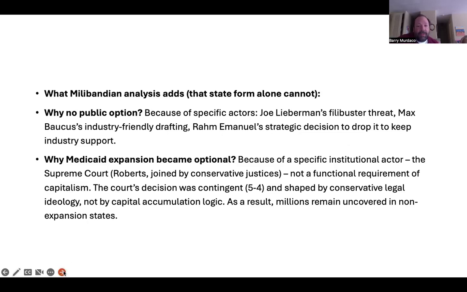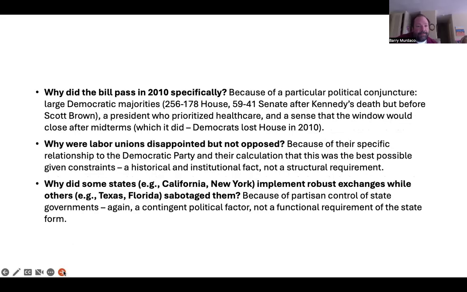Why Medicaid expansion became optional: because of a specific institutional actor, the Supreme Court, not a functional requirement of capitalism. The court's decision was contingent, 5-4, and shaped by conservative legal ideology, not by capital accumulation logic. As a result, millions remain uncovered in non-expansion states.